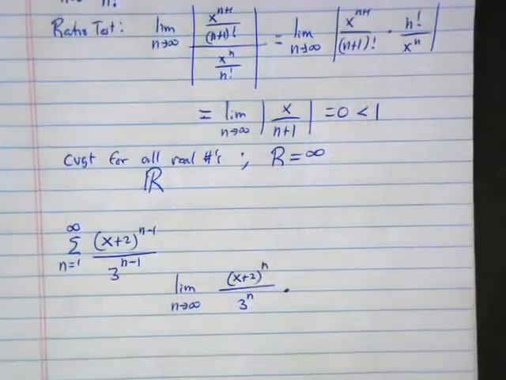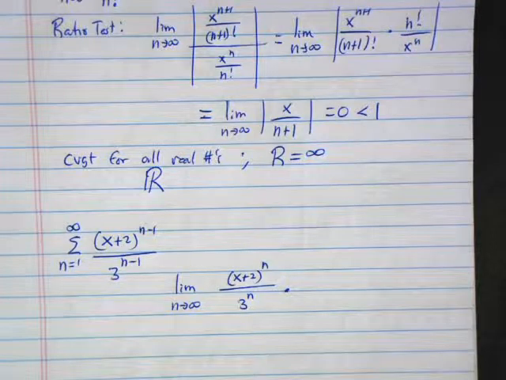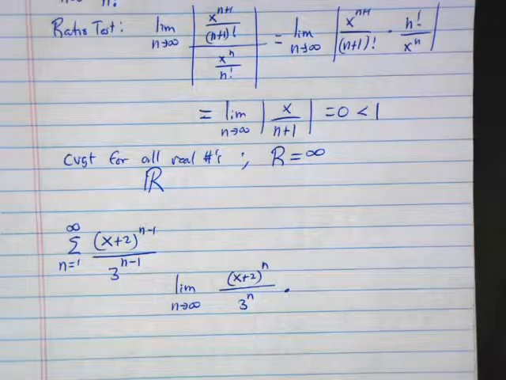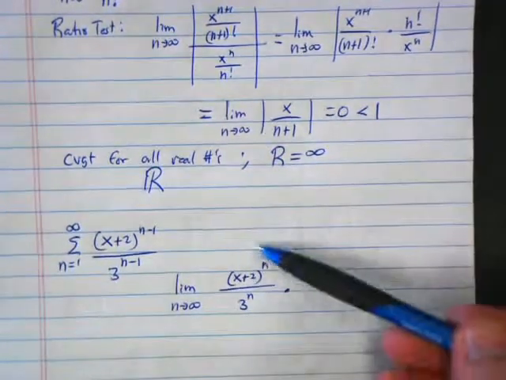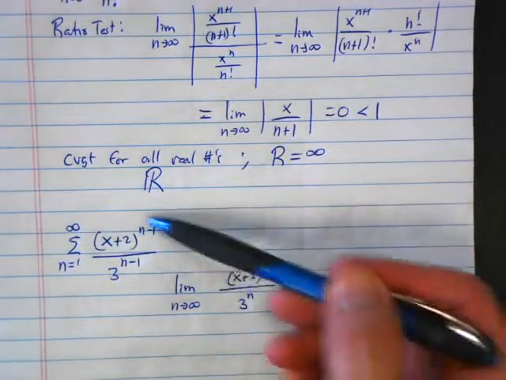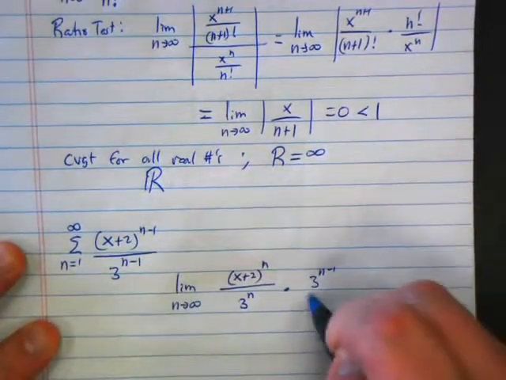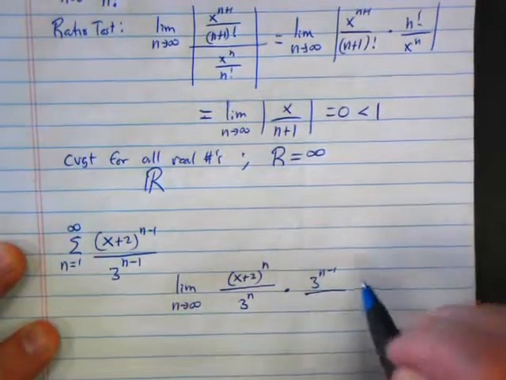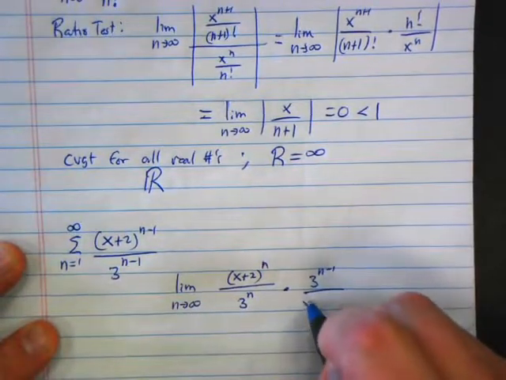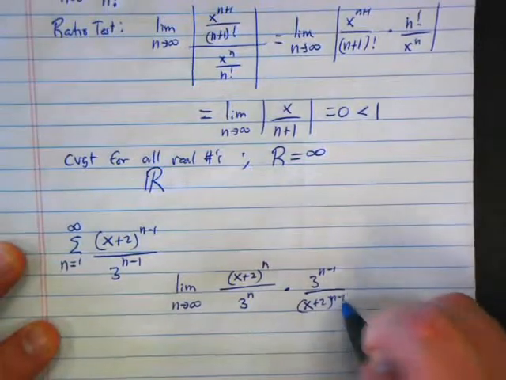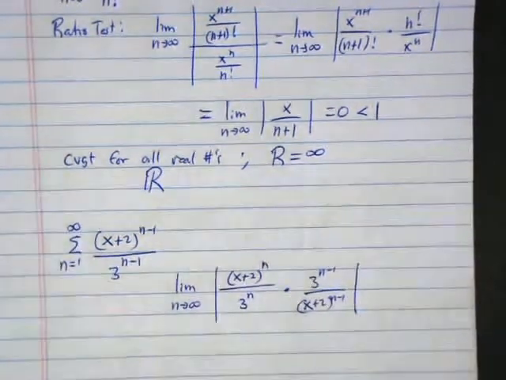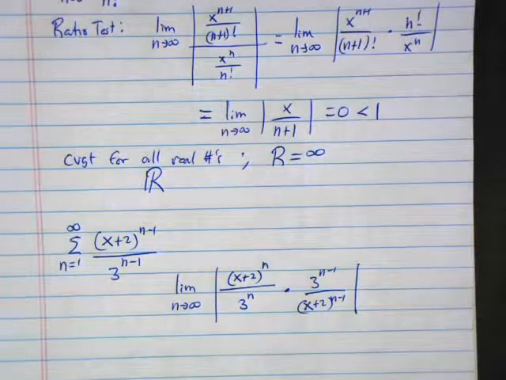Now, after you've done these for a while, you start to get a little lazy here, or a little quicker, and do the flip and multiply all in the same step. So here's my a sub n plus 1 term. Then I have to divide by the original. To divide by the original, I'm just going to flip and multiply, save myself a little writing. So I'm going to have 3 to the n minus 1 over (x plus 2) to the n minus 1. A little quicker that way.